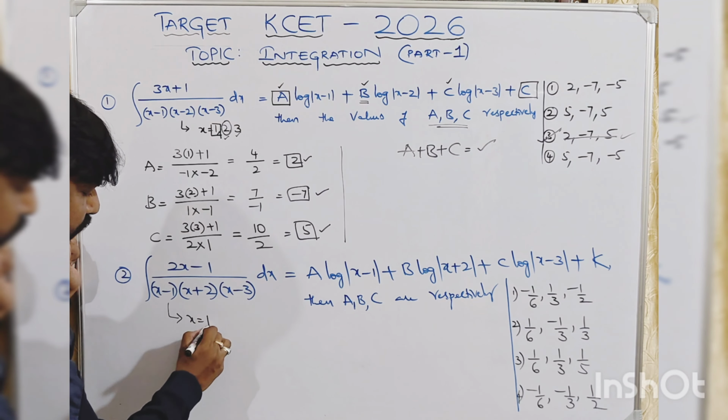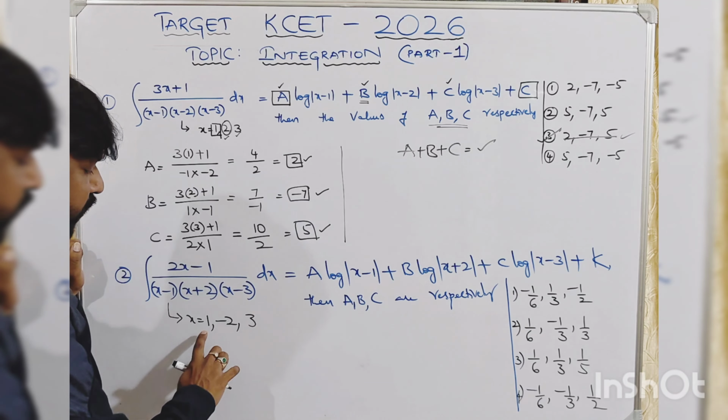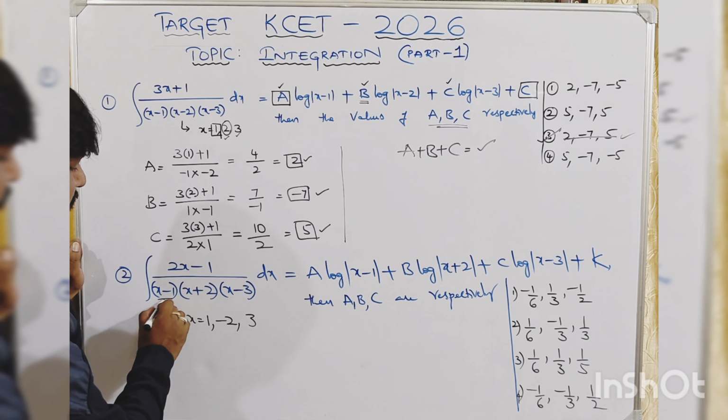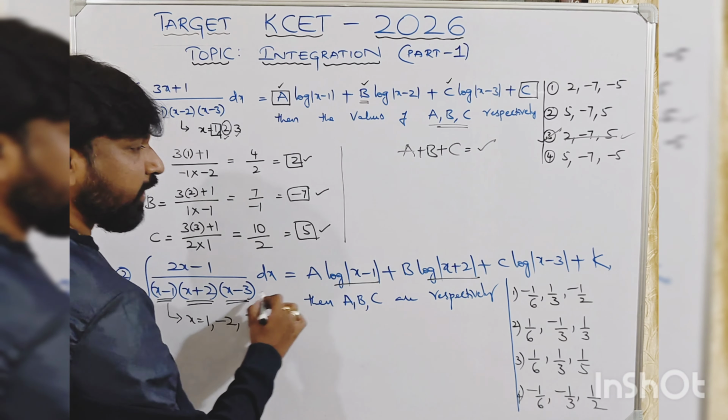For x, the roots: x is equal to 1, comma, x plus 2 equal to 0 means x equal to minus 2, comma, x equal to 0 means x equal to 3. So 1, minus 2, 3. So that related information is there. Look carefully: log x minus 1, x plus 2, log x plus 2, x minus 3, log x minus 3.